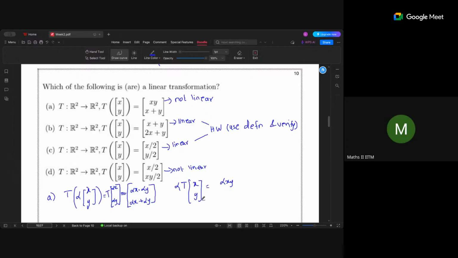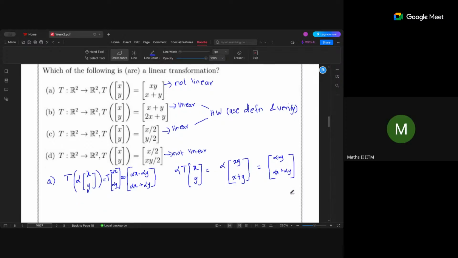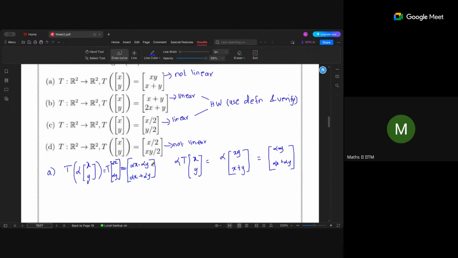Okay. So alpha times T of (x, y) is alpha xy, right? Because what is T of (x, y)? Maybe here also, because it is the first problem, let me write the steps. So this is T of (x, y), and then I'm multiplying alpha. So it is alpha xy and alpha x plus alpha y. So which coordinate is different when comparing these two? Ma'am, here is alpha square and here is only alpha. Yeah, so the change is in the first coordinate, right? So you can see that T of alpha u is not same as alpha T of u. So T is not linear.